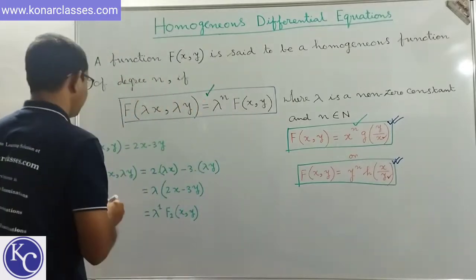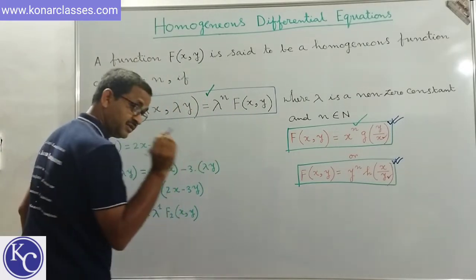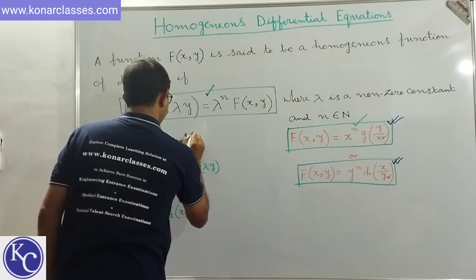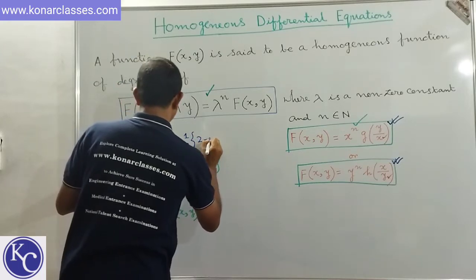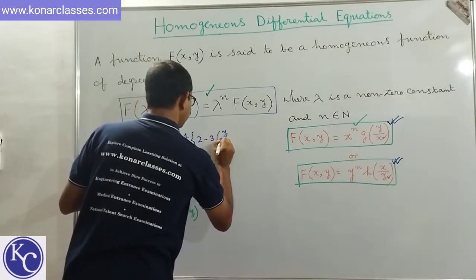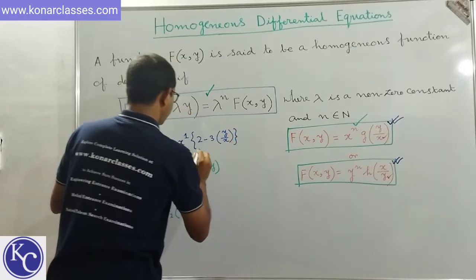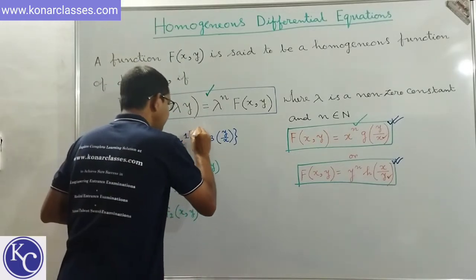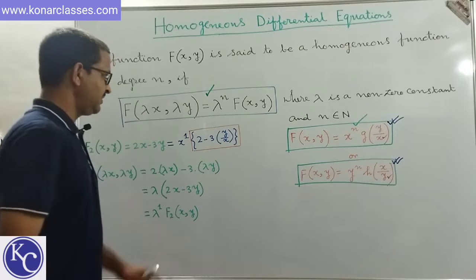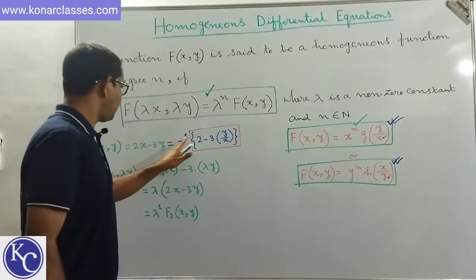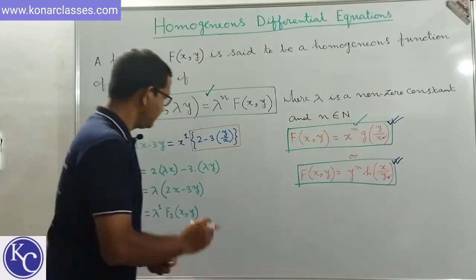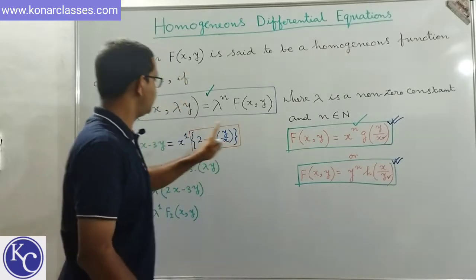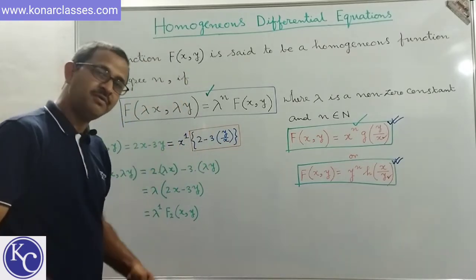Now the same function I can write something like this. This function, what I am writing in the blue color, I am going to take x power 1 common. Then we end up with 2 minus 3 into y by x. Now if you look into this particular expression, 2 minus 3 y by x, this is nothing but a function of y by x. So this falls into this category, x to the power n into g y by x. Here also x to the power 1 into a function of y by x. So from this definition also we can say this is a homogeneous function of degree 1. Correct?